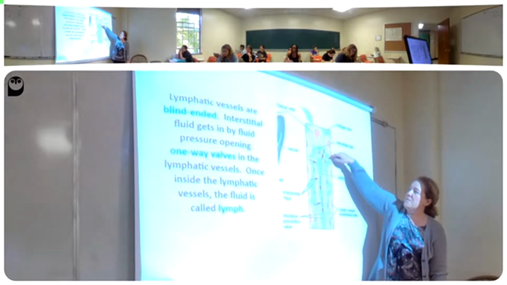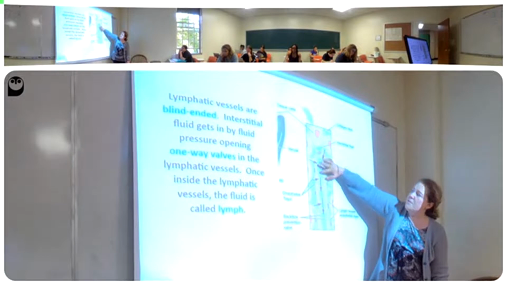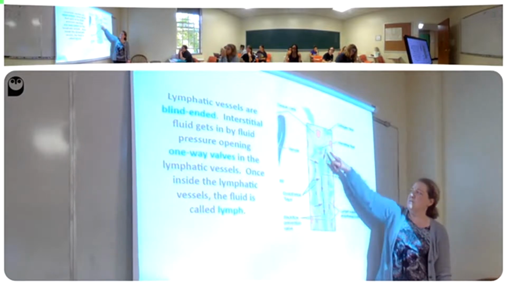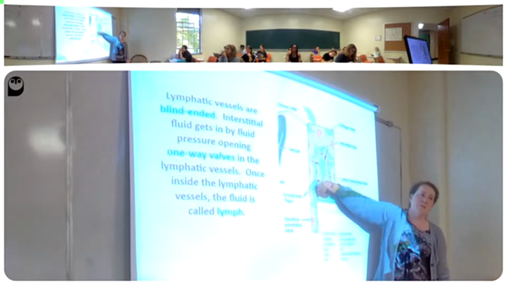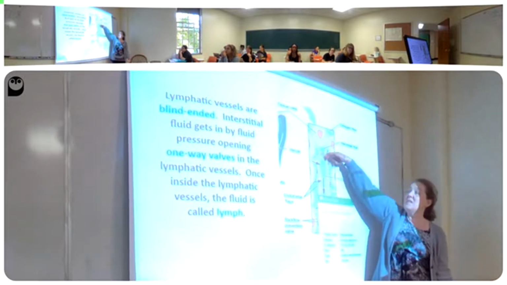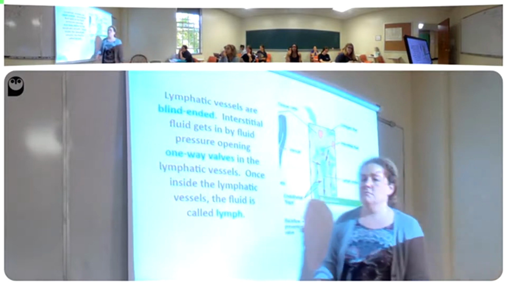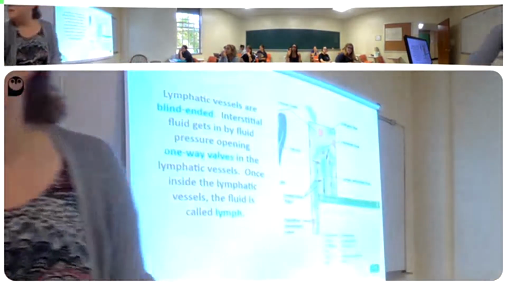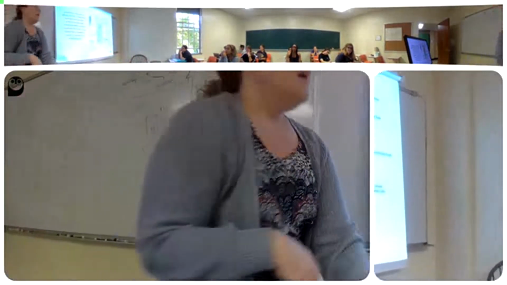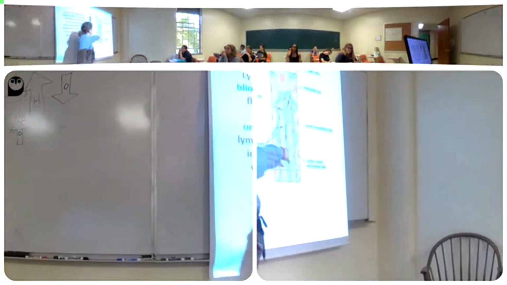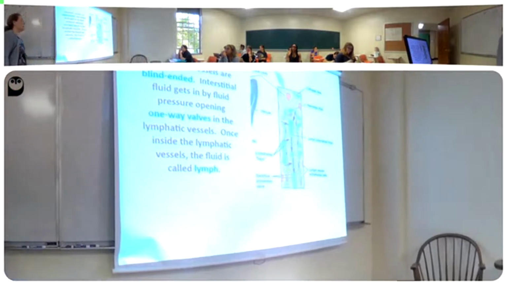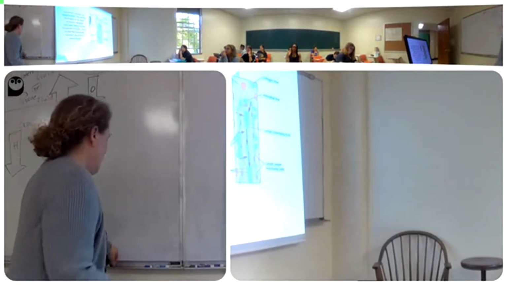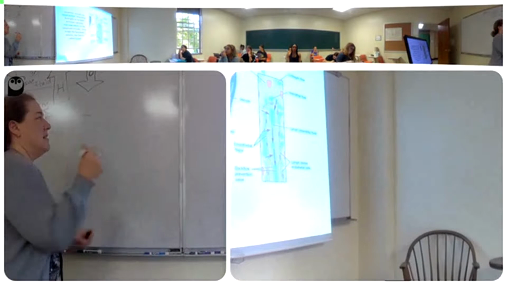And when the pressure of the fluid builds up, it will drift in there. So even the walls of the lymphatic vessel are acting like one-way valves that fluid can seep in through the walls and make it into the lymphatic system. And once the fluid gets inside the lymphatic vessel, then we call it lymph, L-Y-M-P-H. So all of these things are about the same.